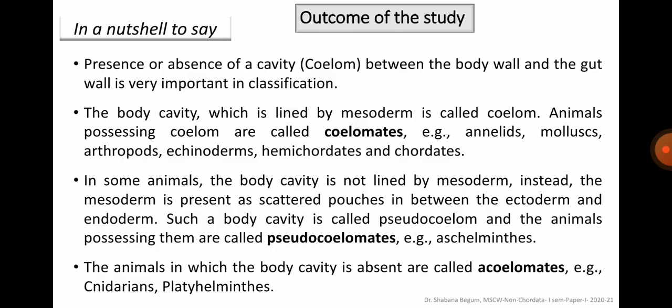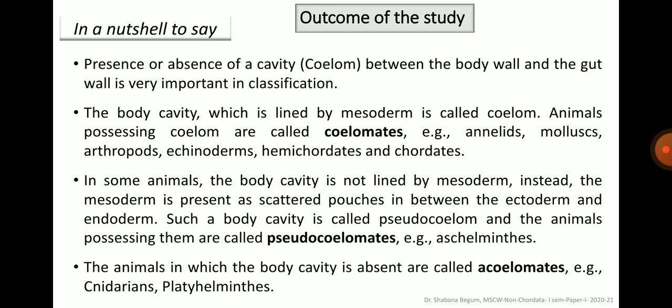So the outcome of the study, that is, what have you studied in this particular topic, in a nutshell, to say, the presence or absence of a coelom or a cavity between the body wall and the gut wall is very important in classification of organisms. The body cavity, which is lined by mesoderm, is called coelom. Animals possessing coelom are called coelomates. Examples are annelids, mollusks, hemichordates, chordates, etc.